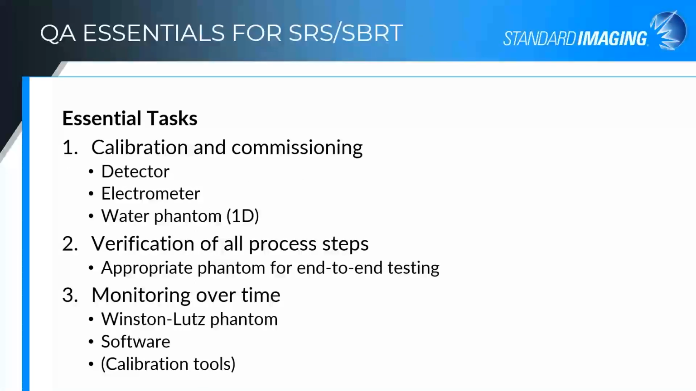Yeah, so under calibration and commissioning, you need a good detector first and foremost, an electrometer to work with that, and usually a 1D water phantom, some way that you can actually do an in-water measurement for output. For that second task, the process steps, you need an appropriate phantom for end-to-end testing that matches the sort of treatments that you're going to be providing to your patients. And then for that longevity monitoring over time, you'll need Winston-Lutz tests. That's something that's required. Potentially some software tools, and then of course those calibration tools come back into play again for periodic monitoring of your beam output.